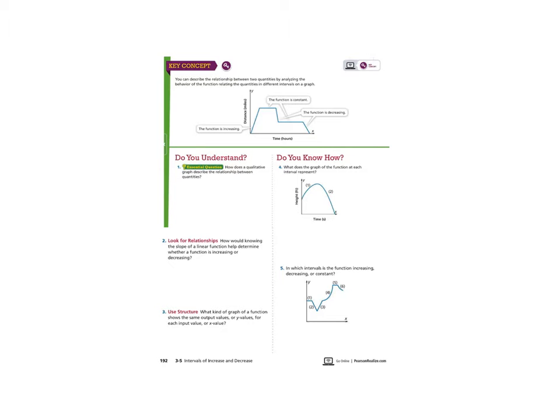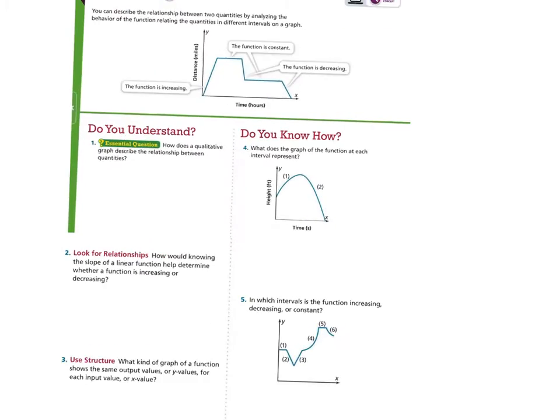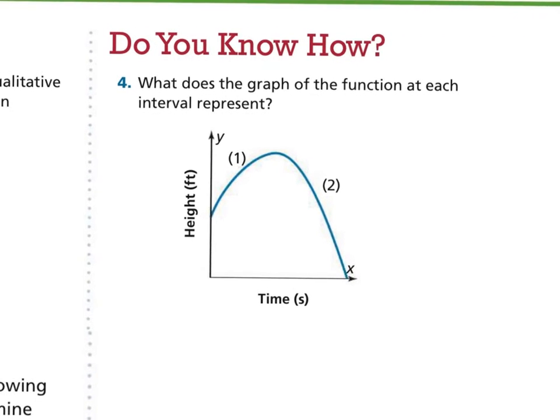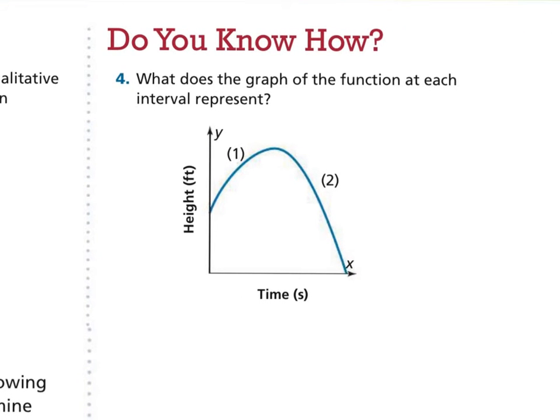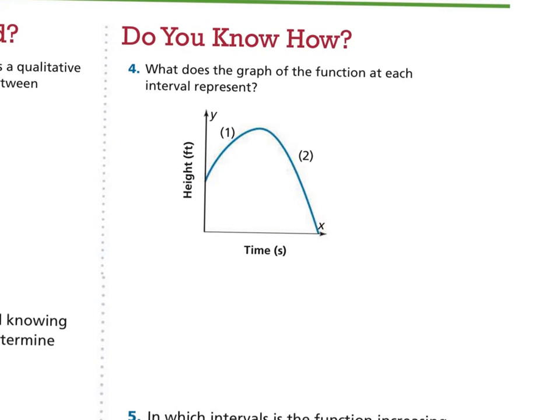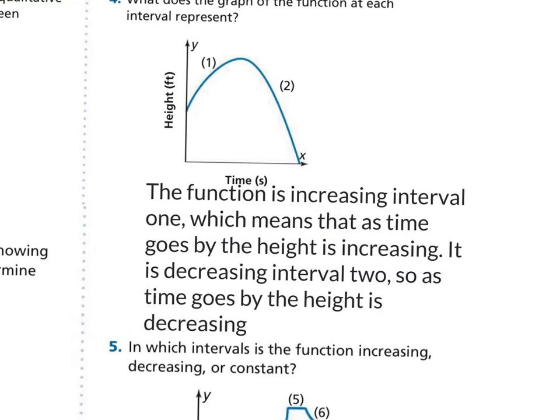So on page 192, let's look at the do you know how number 4. And it asks, what does the graph of the function at each interval represent? So you might say, well, I don't really know what's happening here. Basically, all we're doing is thinking about what our X and Y are representing, and then whether this is increasing or decreasing, those are the main things we're looking at. So here would be an example of how we could answer this question.